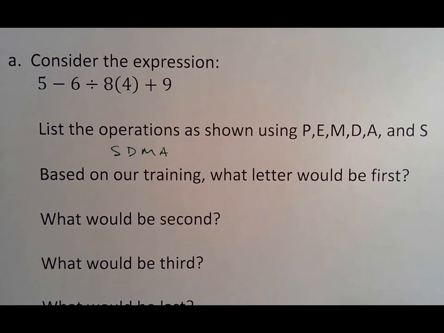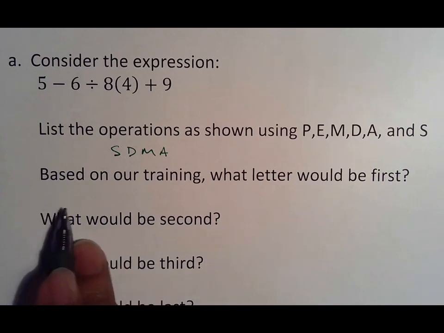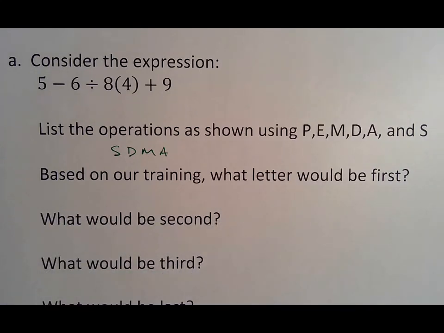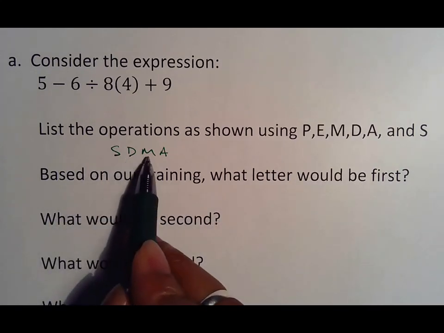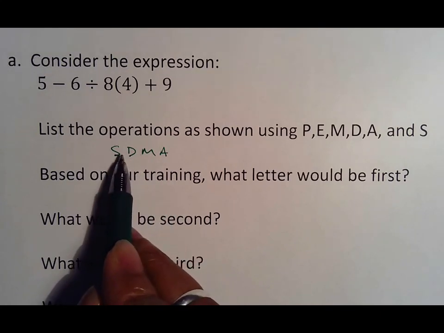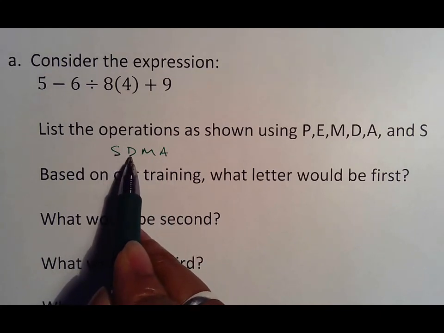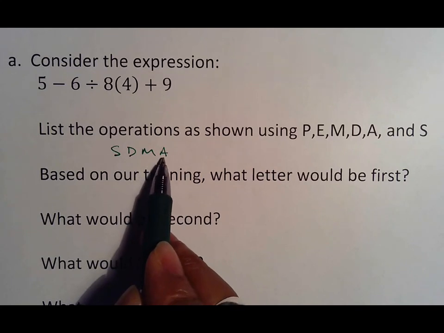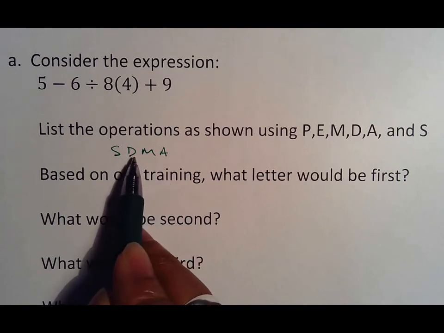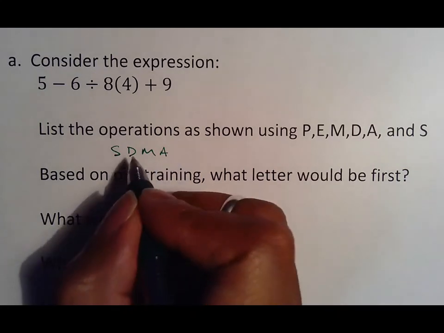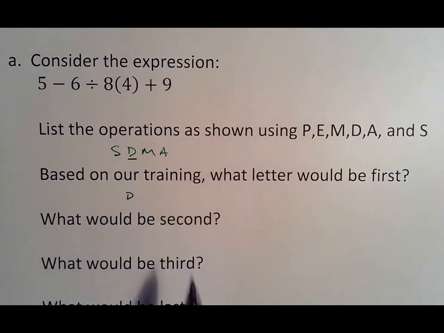Alright. And once you visualize that, you can now look and figure out what letter would be first. Well, here's the thing. Student, teacher, teacher, student, right? Subtraction is a student, division, teacher, multiplication, teacher, addition, student. And remember that when it comes to 2 teachers, you feed whoever's in front, so that would mean that this would go first.